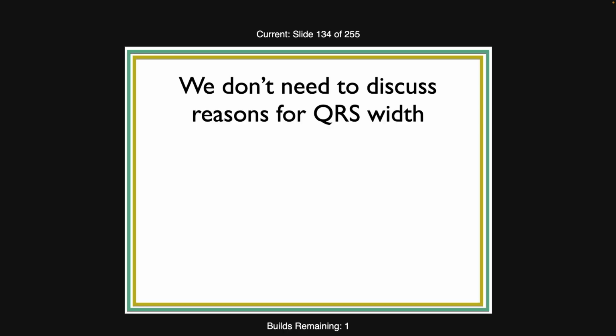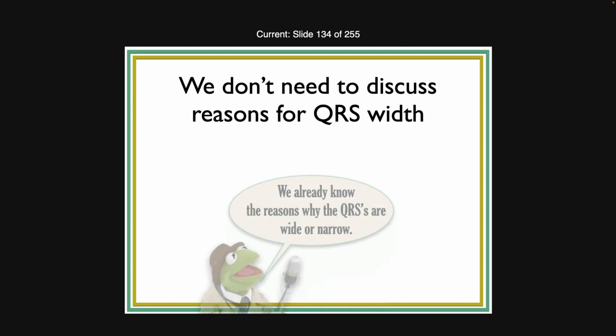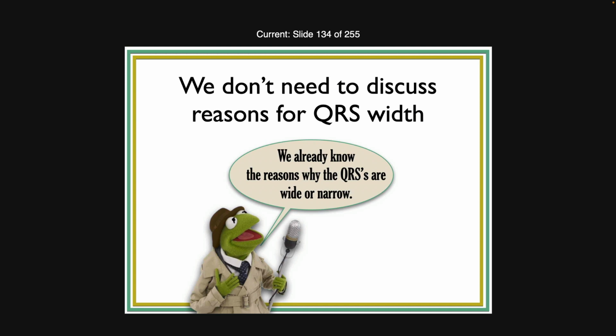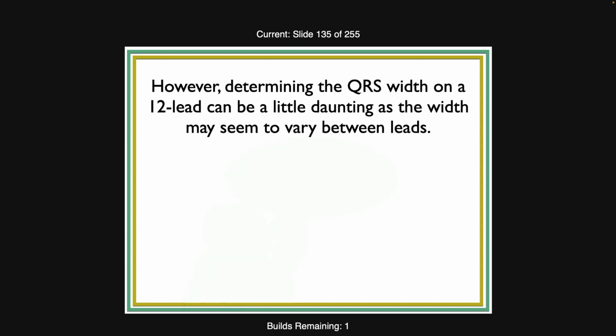Now, we have spent a lot of time in the fall discussing QRS width, and I'm tired of it, so we're not doing it anymore. Well, we will, but not today. We already know all about ventricular IVCDs and all that. We will definitely get into it later, but not today. That being said, determining the QRS width on a 12-lead can be a little bit daunting because sometimes it seems like the width really changes lead to lead, and you're going to need to know about that.